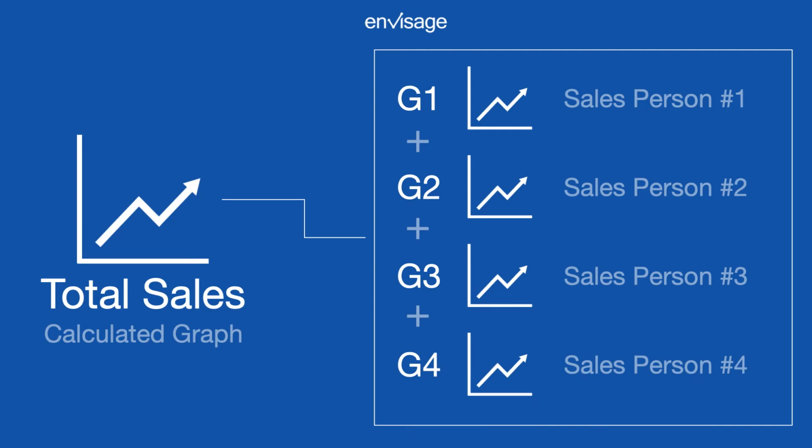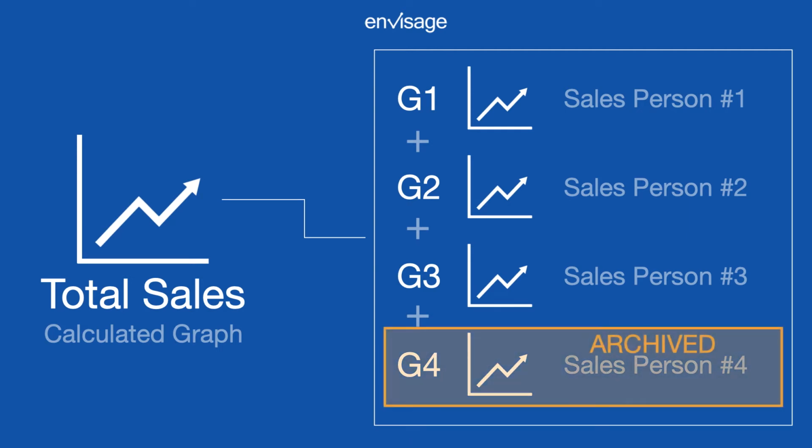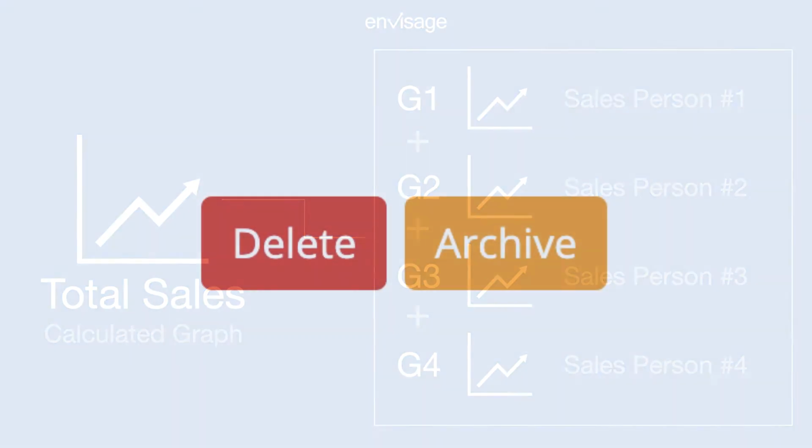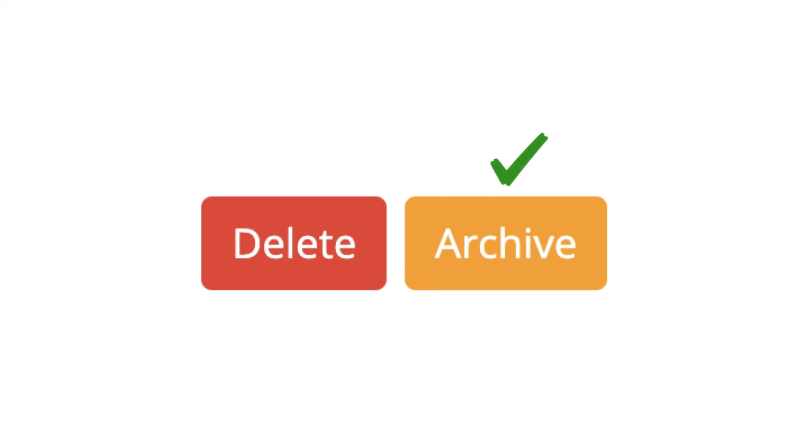In contrast, when you archive, the graph's value can still be used in calculations. And you can always unarchive them to review the data or reuse the graph. That's why we recommend you use archive instead of delete. Now we'll show you how to do both.